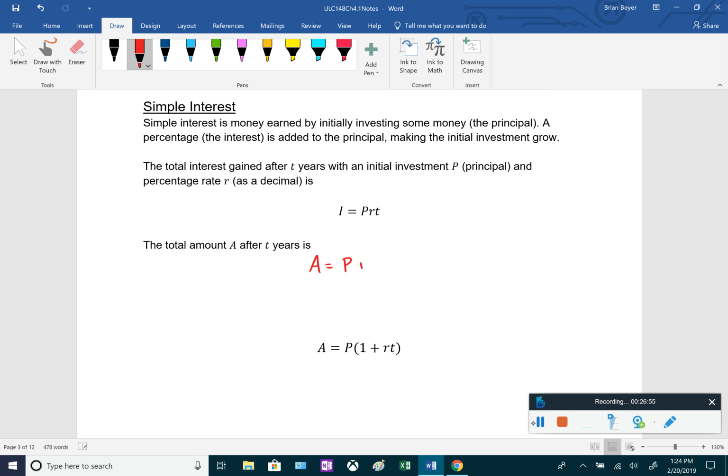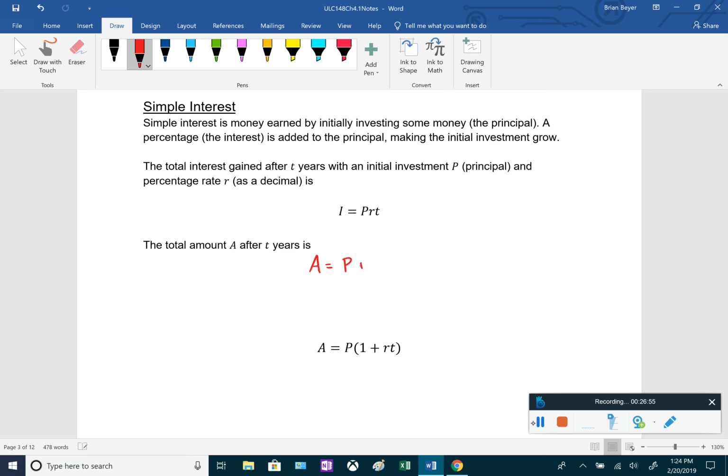Okay, so let's do an example using all of these and see how their total amounts compare after we're done calculating them. So let's say you invest $5,000 in an account for 4 years at a percentage rate of 8%. We want to calculate the total amount of money in the account for each of these compounding periods.